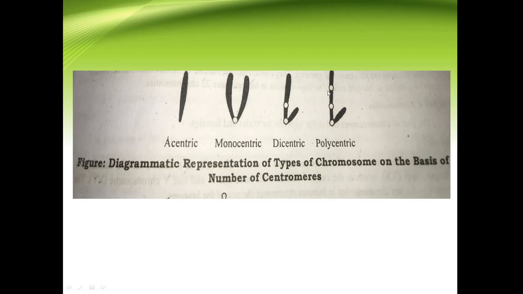This is the centromere, which is helping during the cell division process. They are useful. So polycentric is the chromosome with more than two centromeres. So based on the number of chromosomes, types of chromosomes, we have seen.